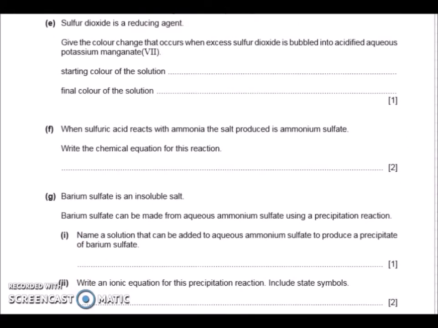Okay, now is E. So E, sulfur dioxide is a reducing agent. So it means it will reduce others. So give the color change that occurs when excess sulfur dioxide is bubbled into acidified aqueous potassium manganate. Okay guys, this is a purple color. Okay, whenever you have this potassium manganate, please remember you have a purple color. Right, after the oxidation or reduction process, it will change to colorless.